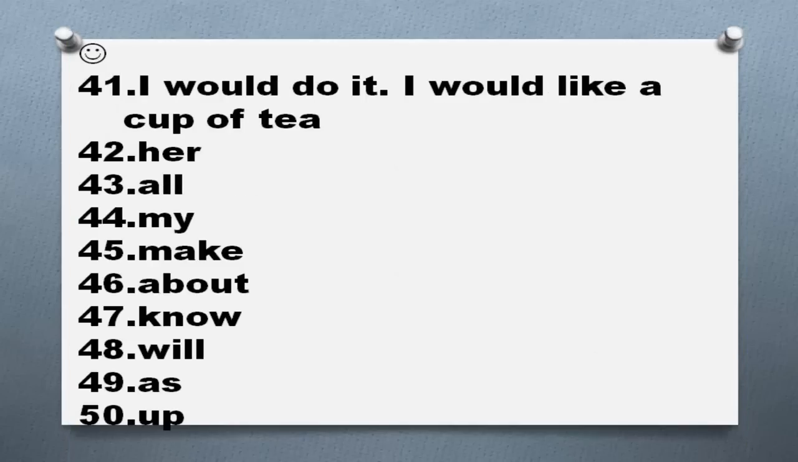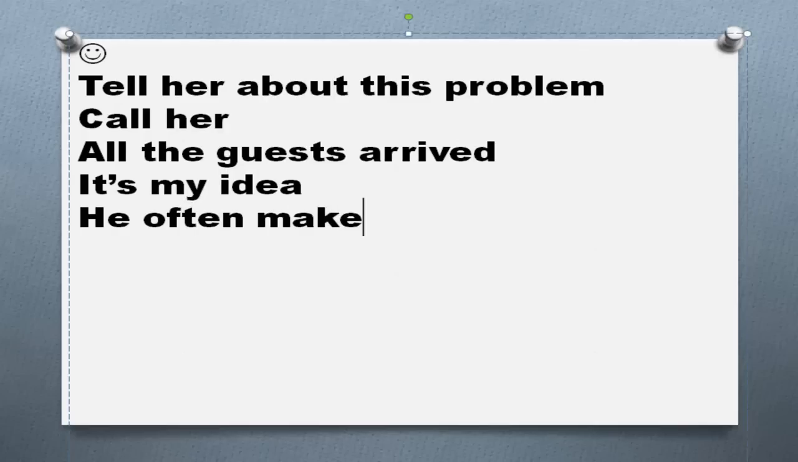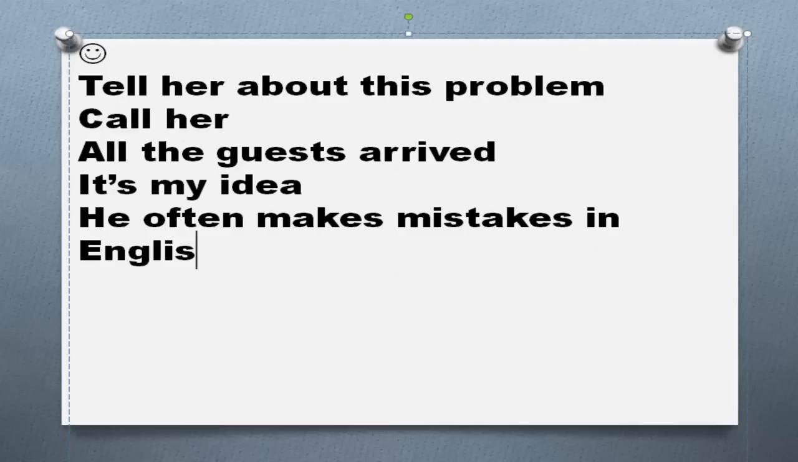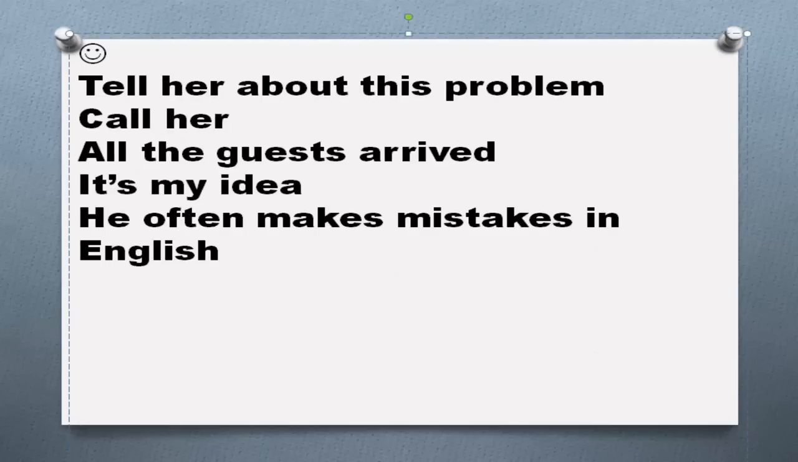Далее, make, делать, неправильный глагол. Его форма make, made, made. He often makes mistakes in English. Он часто делает ошибки в английском. About, for example, расскажи мне о ней. Tell me about her.